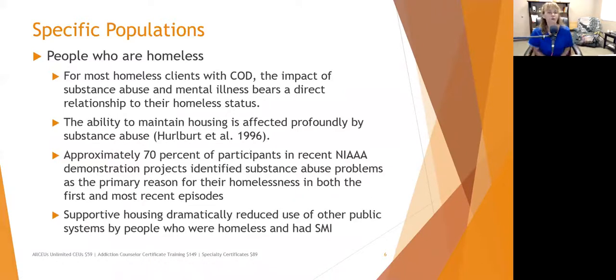Okay, now we're going to move on to specific populations. This one's going a lot faster than some of the other sessions that we did. People who are homeless. For most homeless clients with co-occurring disorders, the impact of substance abuse and mental illness bears a direct relationship to their homeless status. Okay. And the ability to maintain housing is affected profoundly by substance abuse.